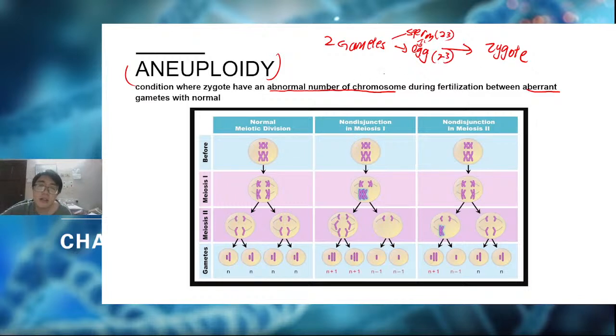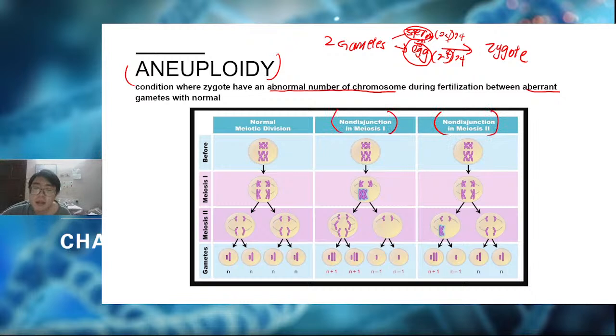And aneuploidy means that either the sperm or the egg is already abnormal. Maybe the sperm has only 22 or contains 24. Either or the egg contains 22 or 24. Don't know. So this is what is meant by aneuploidy. So how does this abnormality occur in the gamete? It is because of non-disjunction.